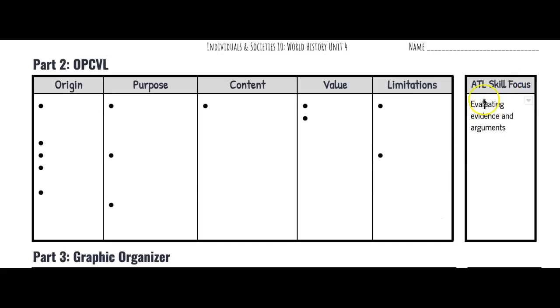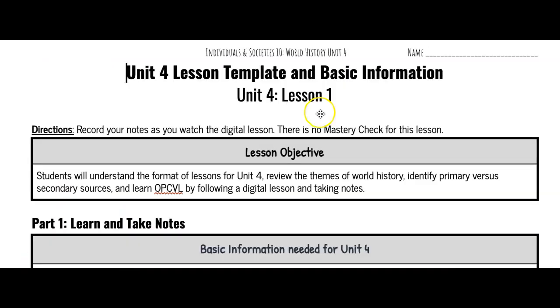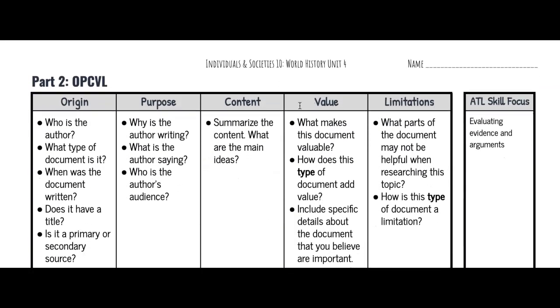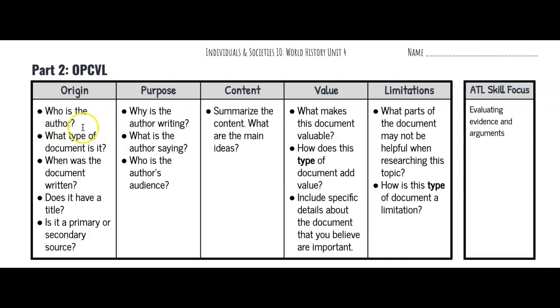So remember that we're evaluating evidence and arguments as our ATL skill focus, and you'll see that your chart is completely blank and it's got bullet points with various amounts of spacing in between. What I want to do is actually reference my lesson 1 from Unit 4, and I want to go to the back page and I want to find the questions for the OPCVL, and that will tell me what goes in each bullet point. So starting with who is the author.